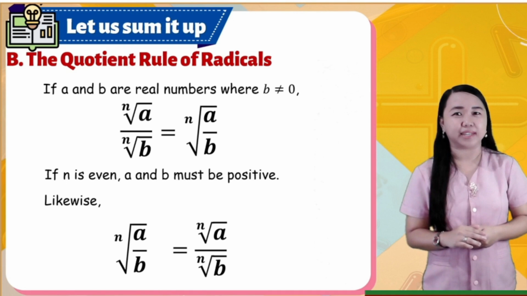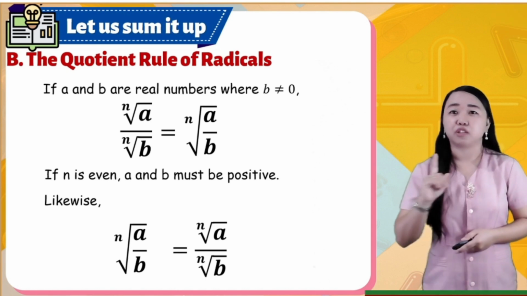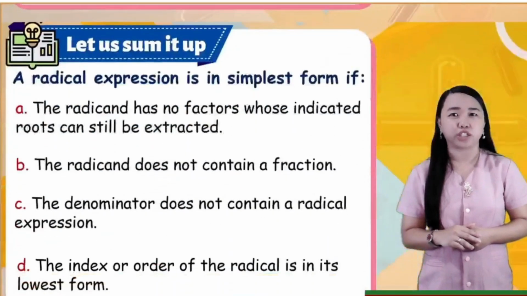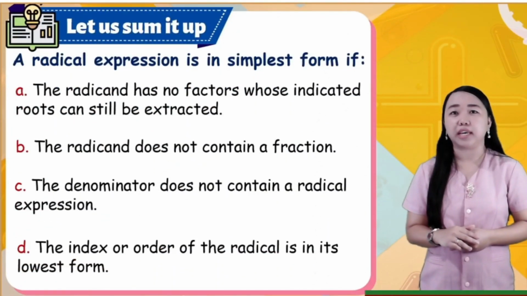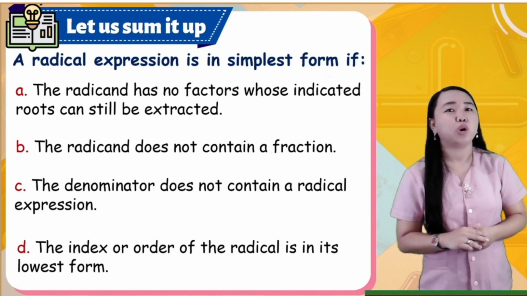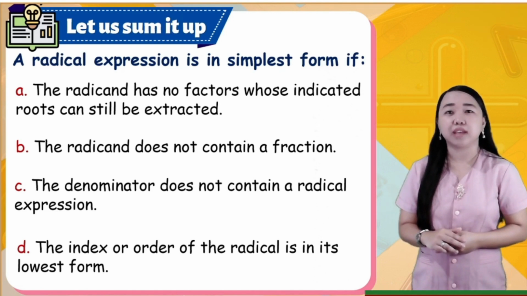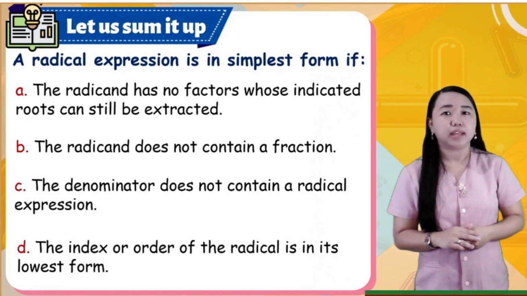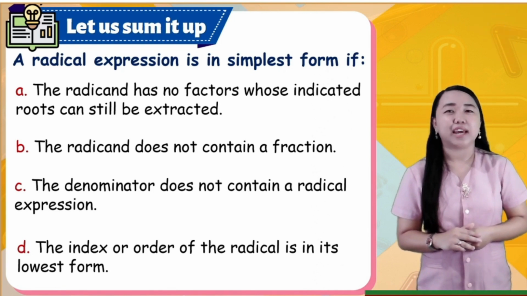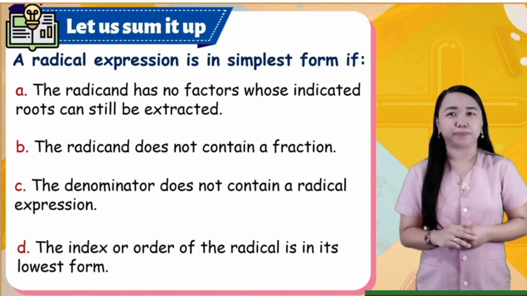When is the radical expression in simplest form? It is very important to check your final answer if it follows the following conditions. A radical expression is in simplest form if A, the radicand has no factors whose indicated roots can still be extracted. B, the radicand does not contain a fraction. C, the denominator does not contain a radical expression. And D, the index or order of the radical is in its lowest form.